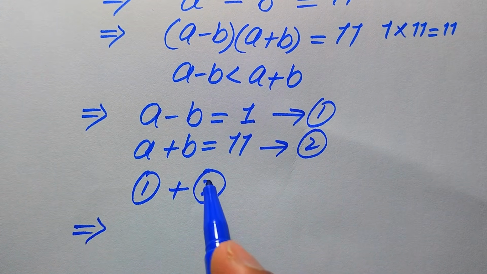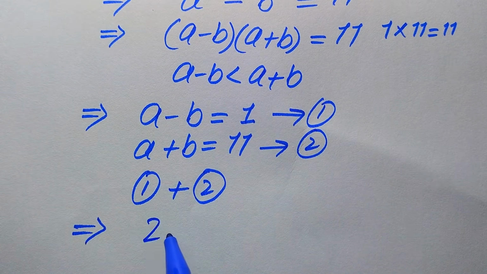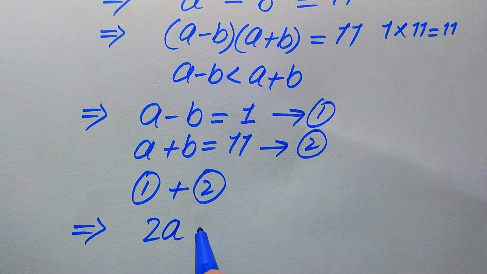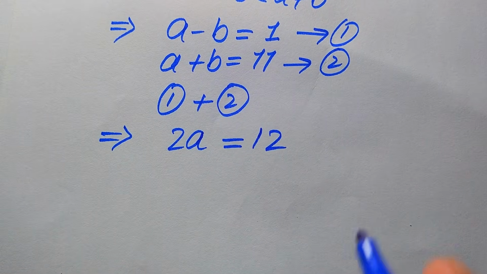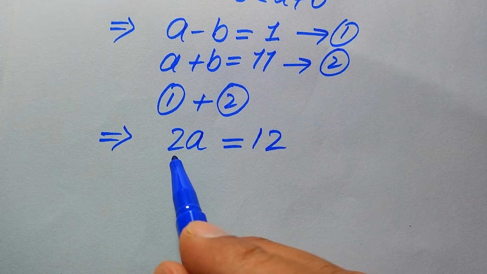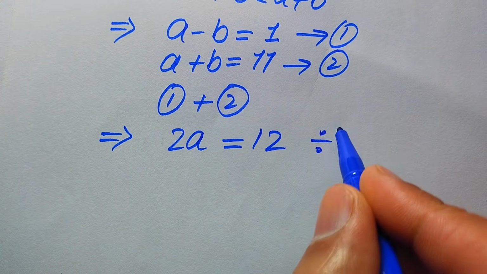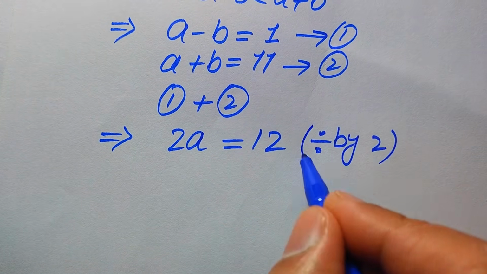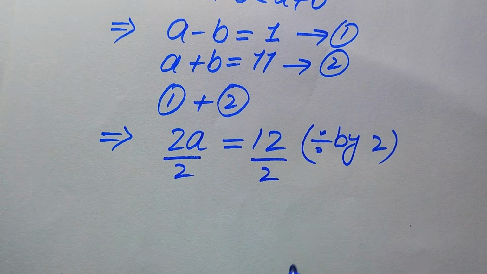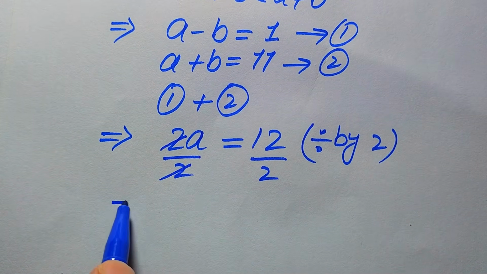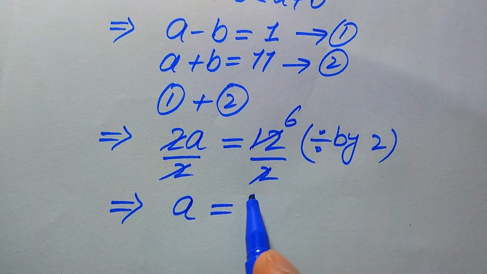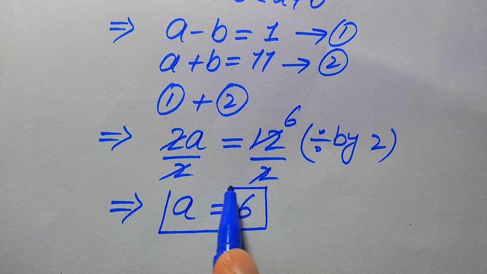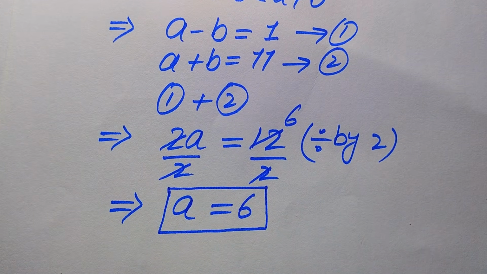When we sum up both of these two equations, we get a plus a becomes 2a, and minus b and plus b are gone, and we get 1 plus 11 becomes 12. Further, in the next step we need to find the value of a. For this we remove this 2 from here, and in order to remove this 2 we divide both of the sides by 2. So this 2 and this 2 are gone, and we get a is equal to 12 divided by 2, which is 6. This is the value of a which we get in this question.